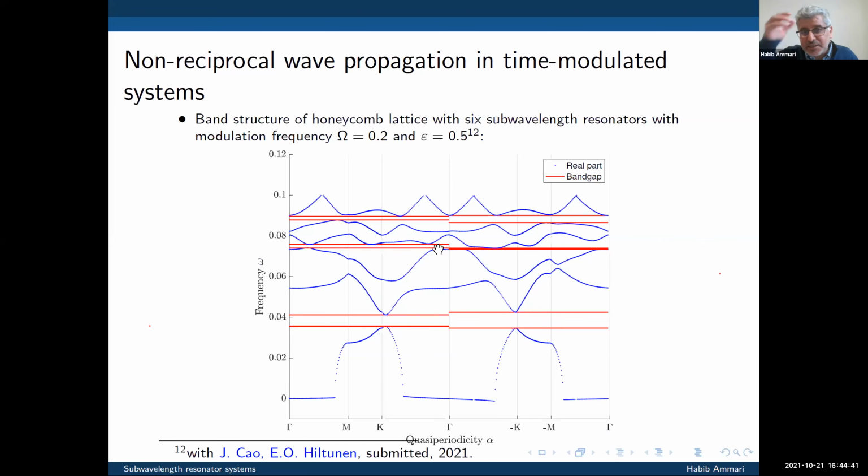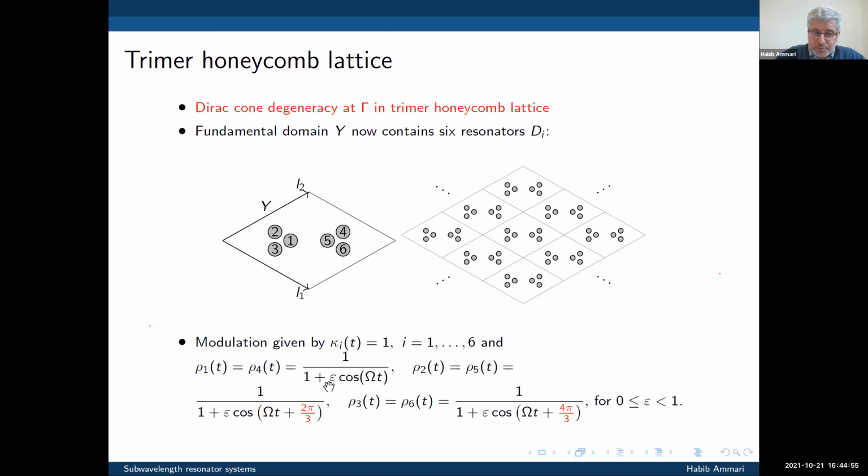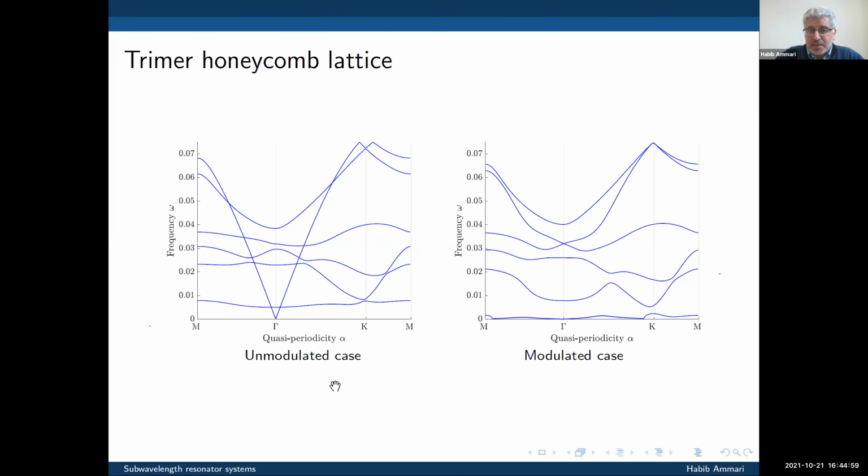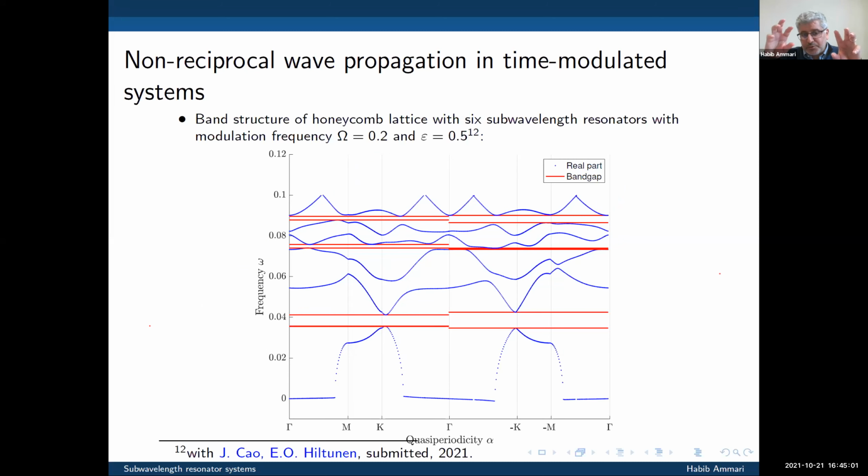We consider exactly the same structure, and we can prove that we can find omega, the modulation frequency, and epsilon, which is the amplitude of the modulation, for exactly the same structure with this pseudo spin nature, such that the propagation is non-reciprocal.